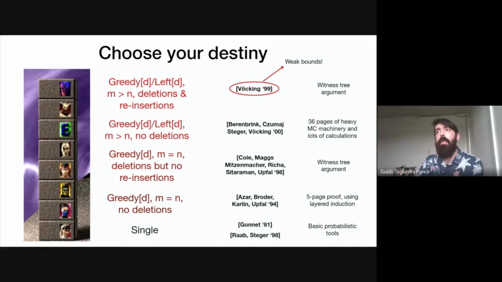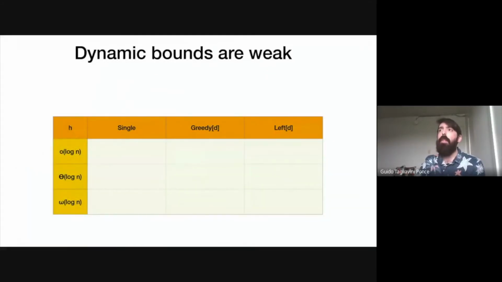So what do I mean by weak bounds? Well, let's go back to the table, and now let's fill it up with the max loads for the dynamic case. So single is going to have the same max loads. And this is because single is history independent. And I'm going to talk about that in a bit. But for now, you should think that in single, when you insert and delete a ball, it's the same as that ball really never existed.